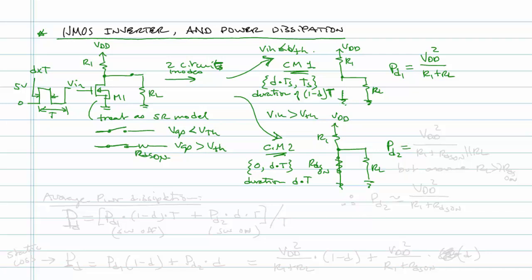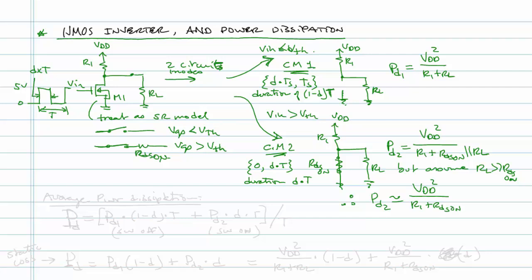PD2 for circuit mode 2 here is going to be equal to VDD squared over R1 plus RDS on in parallel with RL. But we're going to assume that RL is much, much greater than RDS on. That's a reasonable assumption. So therefore we can say that PD2 is approximately equal to VDD squared over R1 plus RDS on.